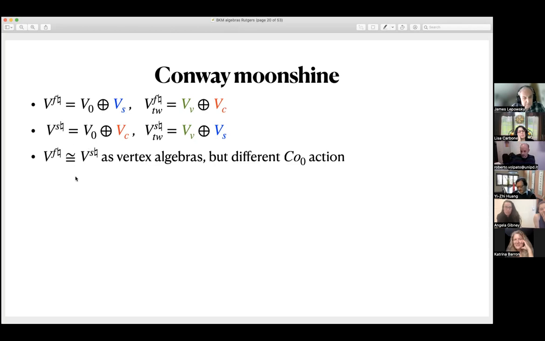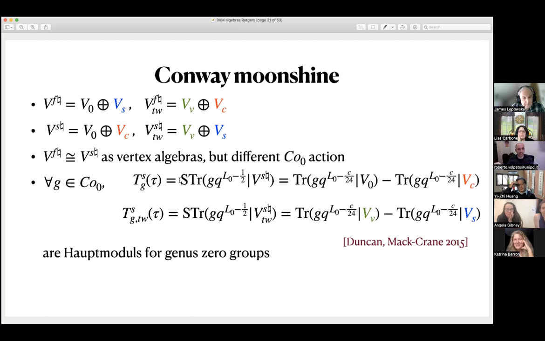Okay. And now what you can do is take the graded traces with respect to the action of the Conway group, and we will actually take super traces. So you can take a super trace over this VS natural, or you can take a super trace over the twisted module, okay? And you get some modular functions. And what Duncan and Mertens prove is that all these guys are Hauptmoduln for genus zero groups, okay? So you have some kind of moonshine in this case.